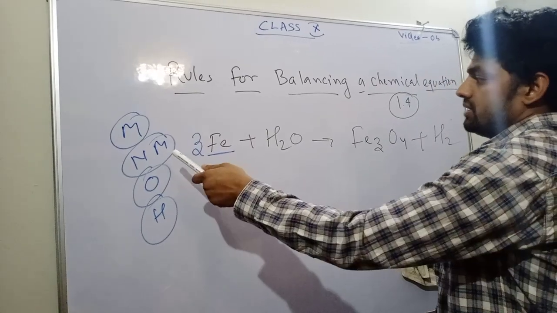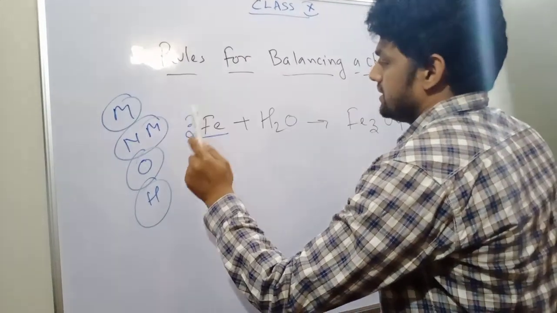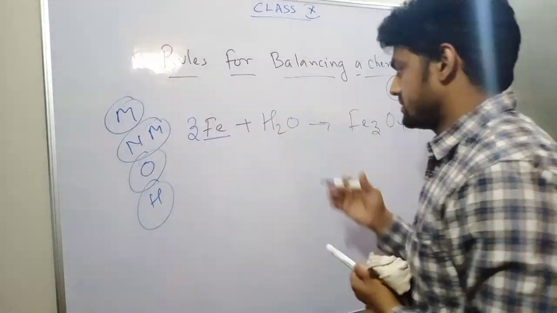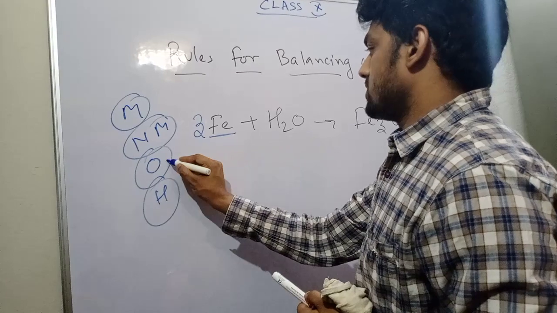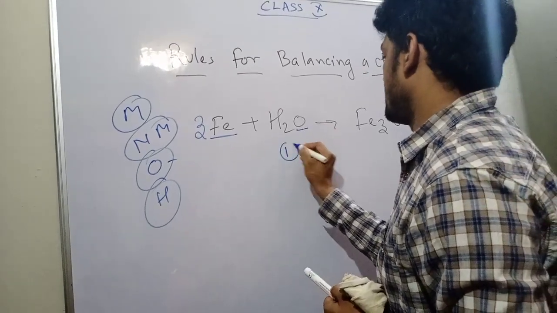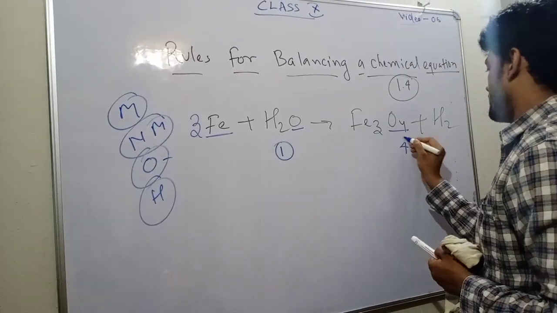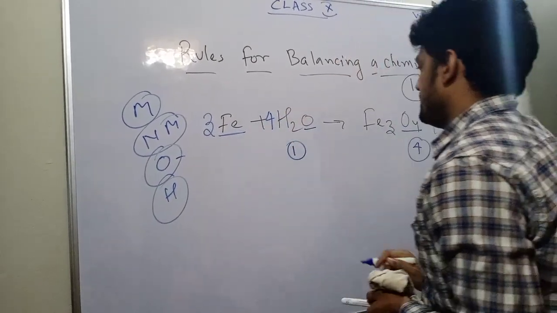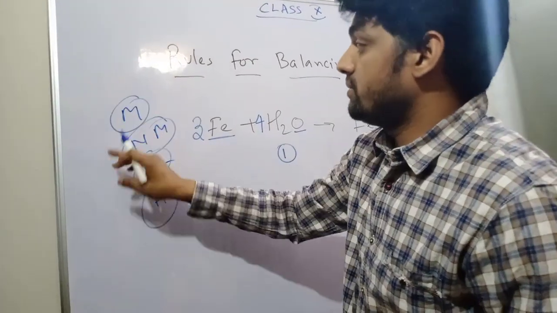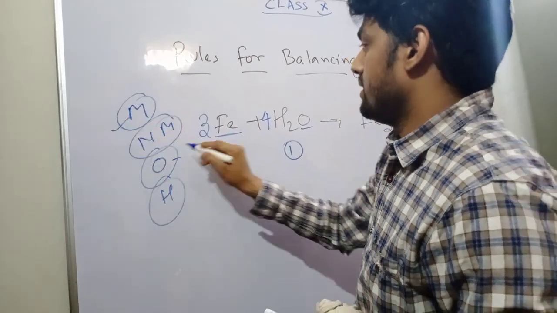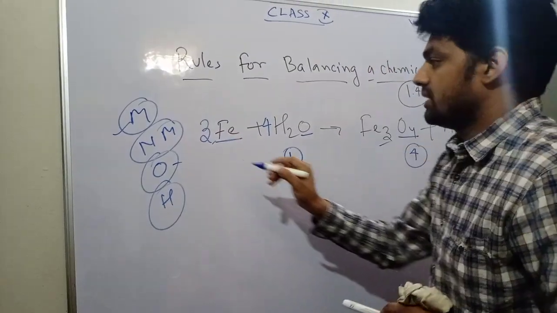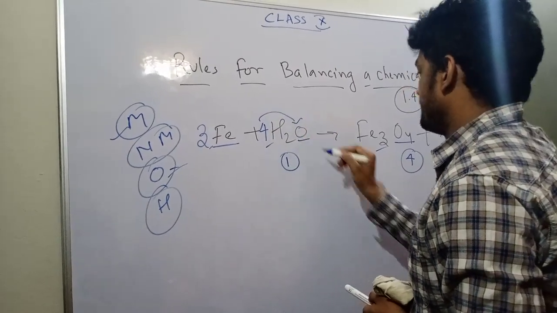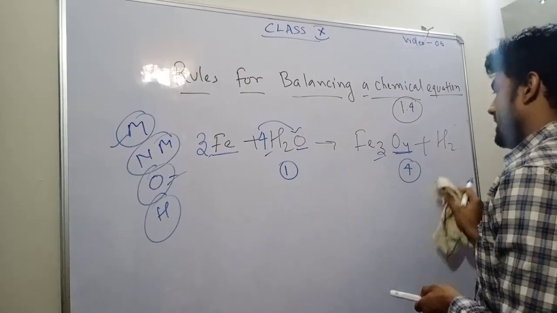After Fe, we will balance oxygen, because oxygen and hydrogen both are the same way. Here oxygen is 1 and here oxygen is 4. Not balanced. To make it balanced, we will make it 4 here. Then we will check one more time from the starting point. Metal 3 balanced. After that oxygen 4, oxygen 4, balanced.